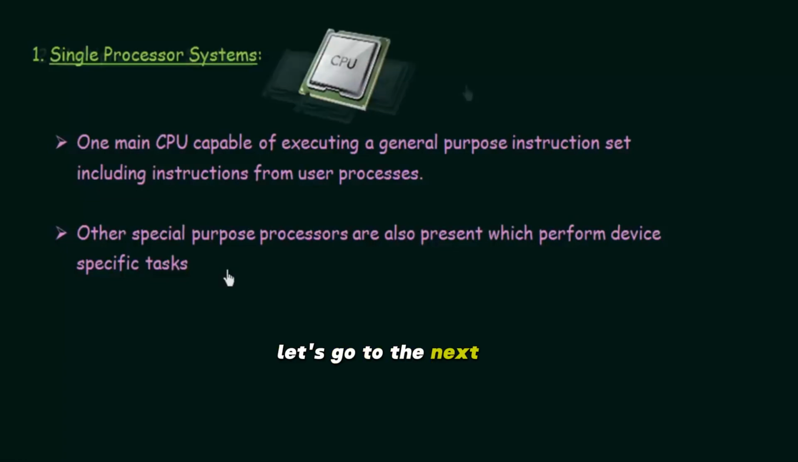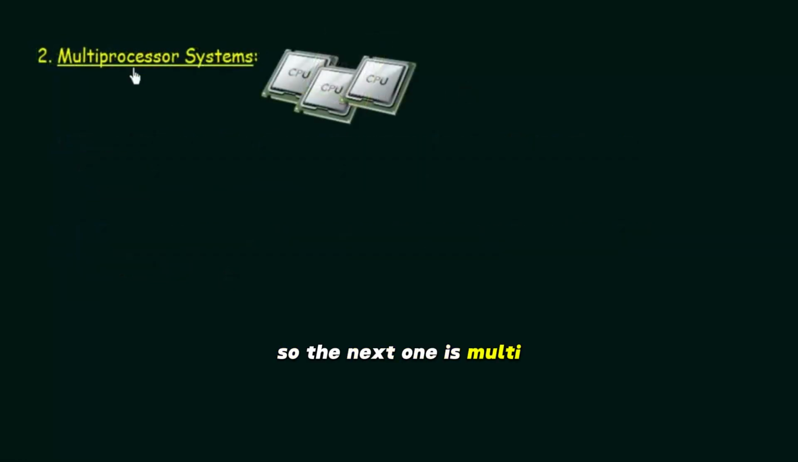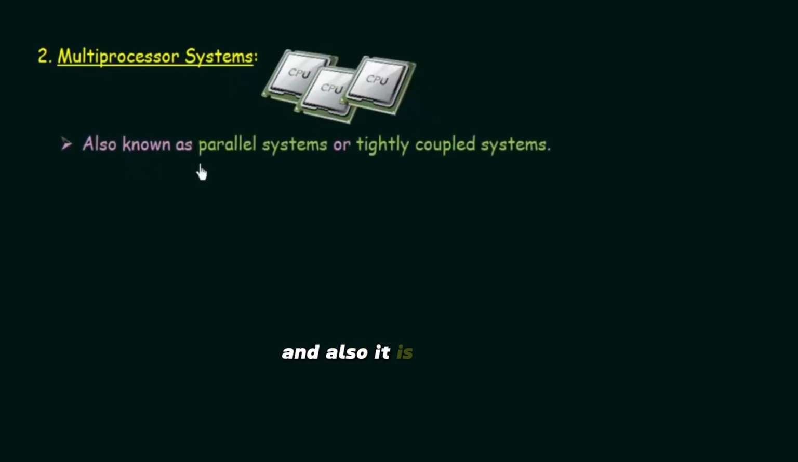All right, now let's go to the next one. The next one is the multiprocessor system. From the name itself, we can understand that in this there will be more than one processor, or we can say there are two or more processors. And it is also known as a parallel system or tightly coupled system. So these multiprocessor systems are also known as parallel systems or tightly coupled systems. And these two terms we'll be discussing later as we move ahead in the subject.